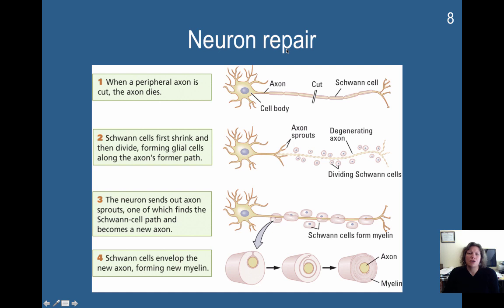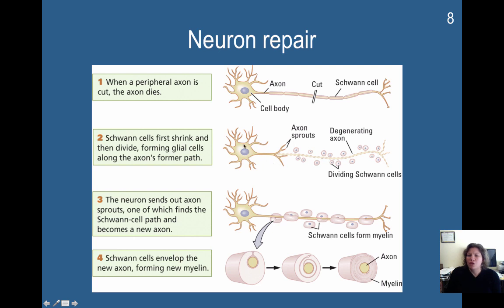After damage, a neuron is going to try to repair itself. This repair can occur in the peripheral nervous system, but it cannot occur to the same extent in the central nervous system. When a peripheral axon is cut, the axon dies. Then the Schwann cells that were surrounding it, that provided the myelination, shrink and divide and form glial cells that are basically like the breadcrumbs of where it used to be.